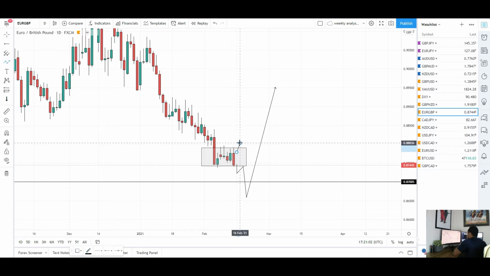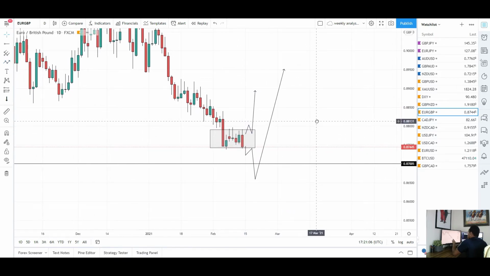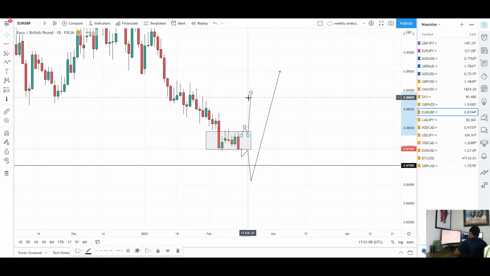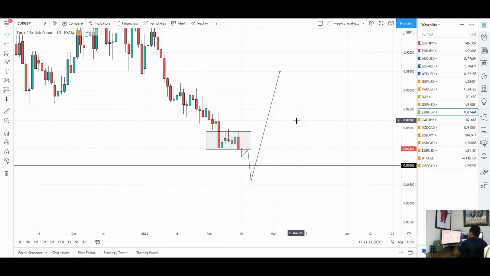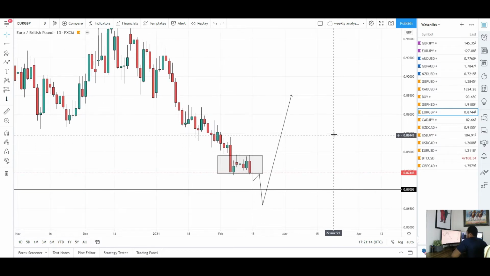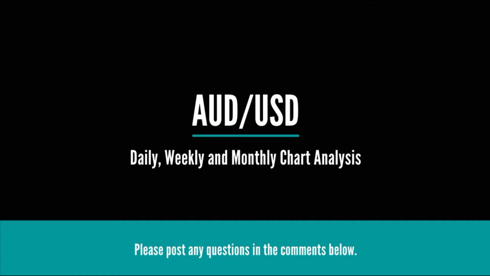Obviously, we could break to the upside and then see the push that could happen. The breakout is 50-50, but since we're in the bearish trend, we could probably expect to see the breakout to the downside, tap into that really strong support, and then might see a really nice push to the upside for Euro GBP. Okay, so up next we've got AUD USD.